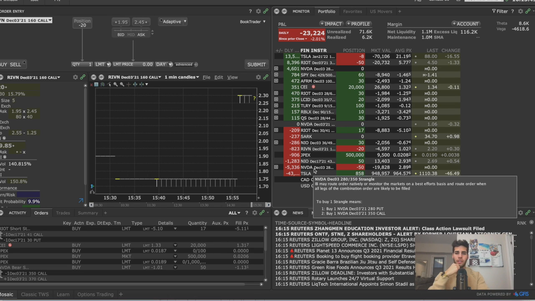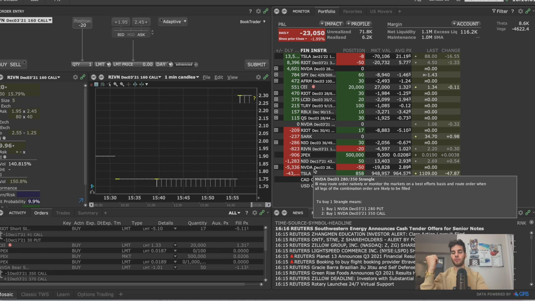Here's a strangle I sold on NVIDIA last week. I just rolled down the call from the 370 strike to the 350 strike. Basically this means that I don't think we're gonna see new highs for NVIDIA in the next 1 week, because we're seeing a nice tech sell-off, a little correction. I think we're gonna have some chop and sideways trading for the next 1, maybe 2 weeks.